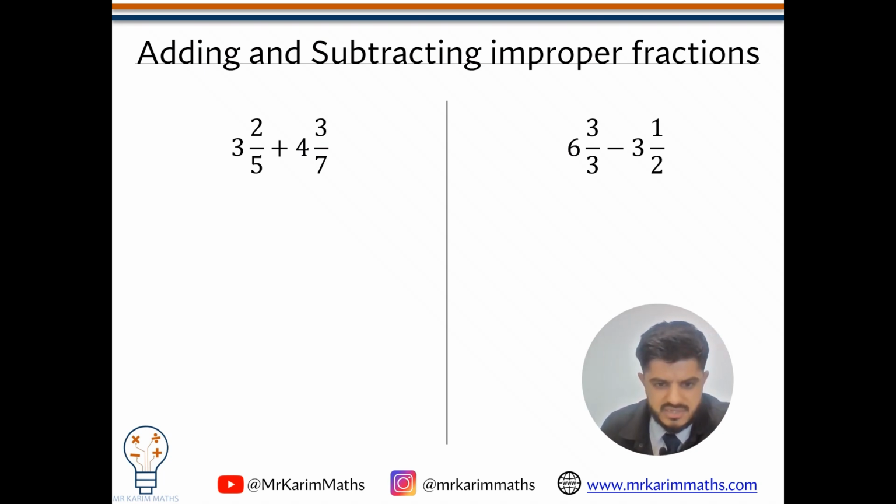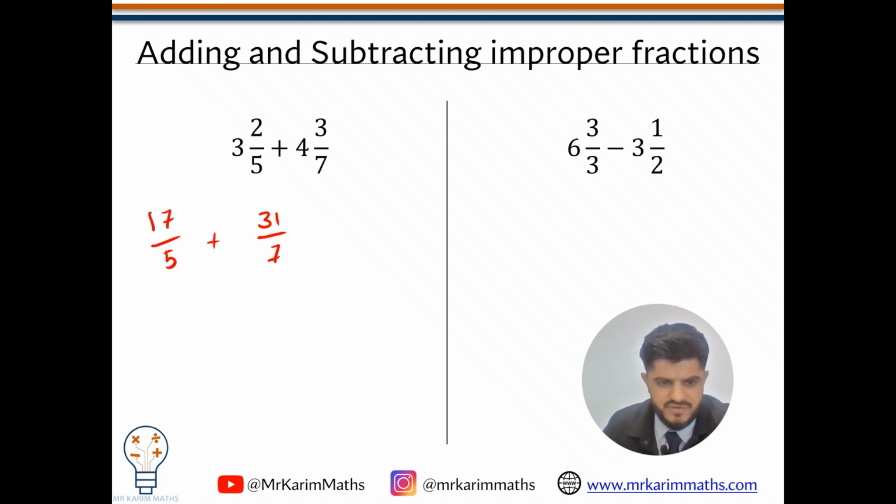So if we take a look at this first one. Now, I have a YouTube short on how to convert between mixed numbers and improper fractions. So if you haven't seen that, pause this video, go ahead and watch that, and then come back, and this will make so much more sense. So first of all, 5 times 3 is 15. Add the 2 gives us 17 over 5. Do the same for the second fraction. 7 times 4 is 28. Add the 3 gives us 31 over 7.